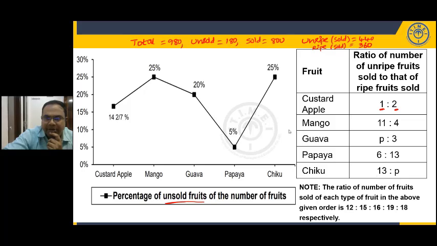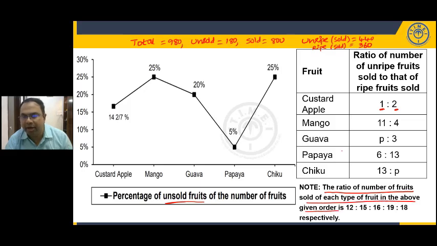So that I can explain you the step. It is a little complicated, ma. Little calculations are involved. Let me explain this for you. Now you can see here, there is an important note: ratio of number of fruits sold of each type of fruit in the above given order. Custard apple, mango, guava, papaya, chiku. The order is 12:15:16:19:18.